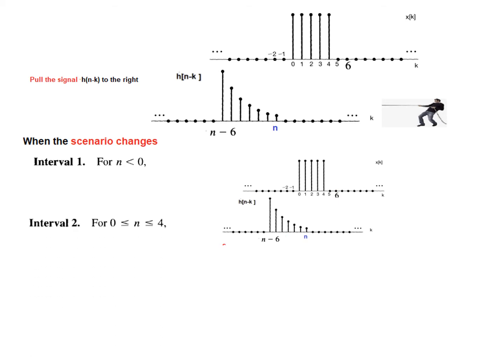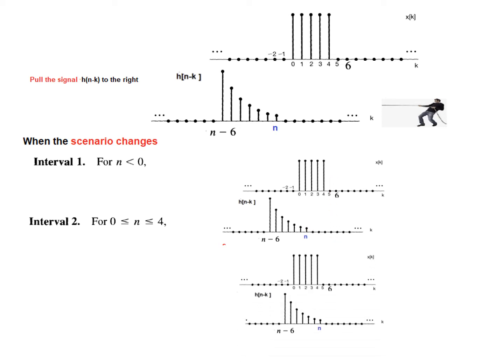So we'll call that interval 2, n from 0 to 4. For n from 0 to 4, there is no scenario change. It is just pushing. But after 4, it will change. It will move away or out of this range. So let's see that. This has now moved out, and this has now come somewhere near 5.